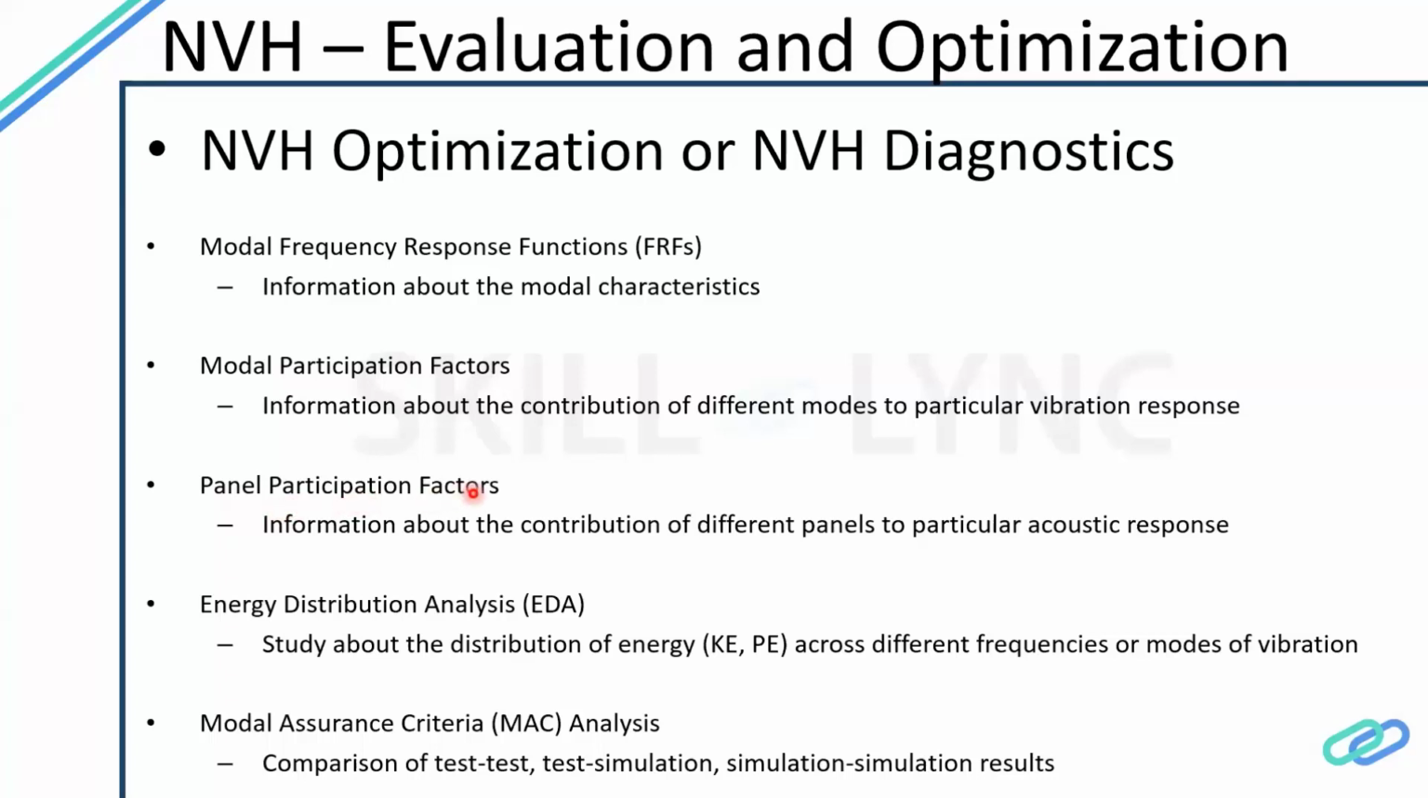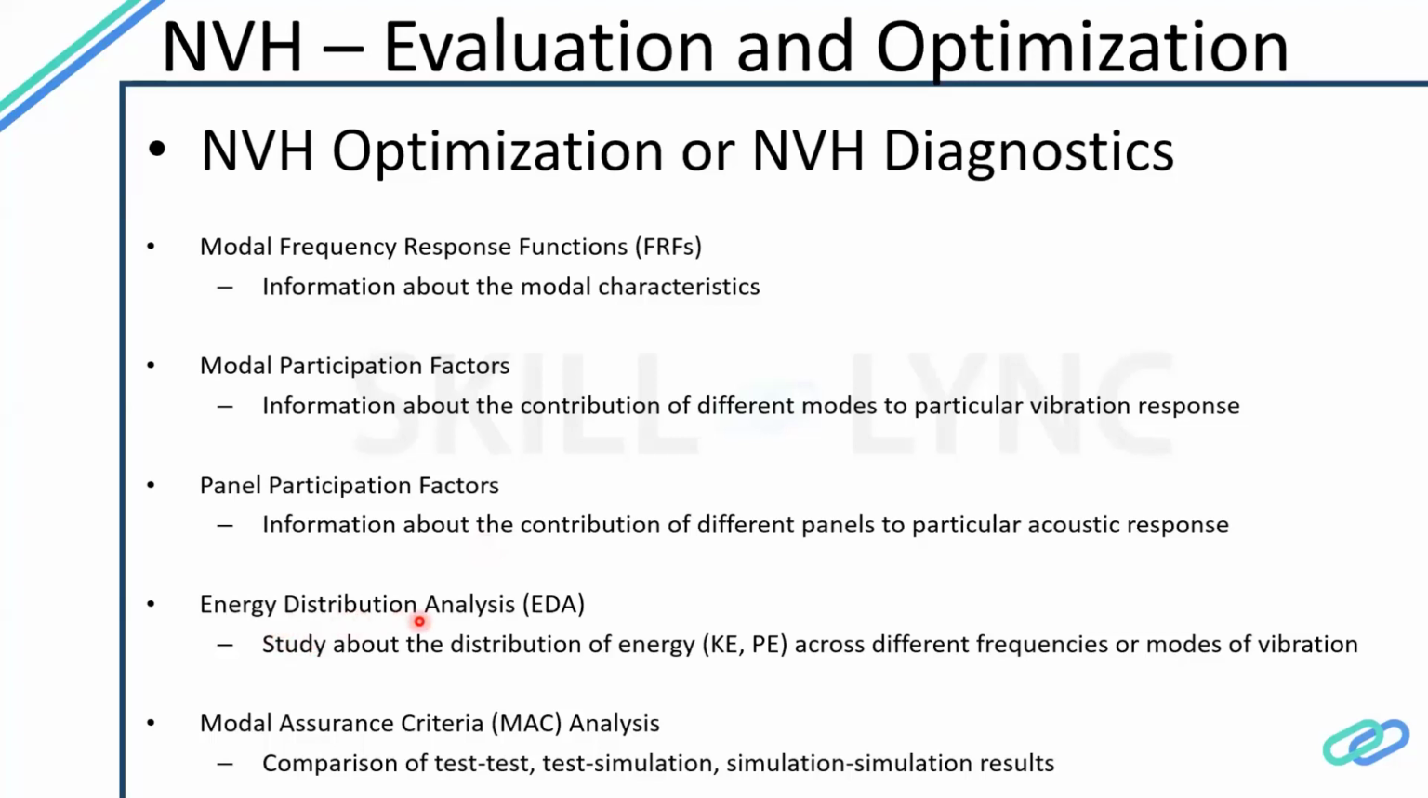Then we have the panel participation factors. Panel participation factors are mainly for vibroacoustics. For example, as a driver or passenger, you are sitting in the vehicle, and because of certain body in white panel, you are able to hear a lot of noise. Using these panel participation factors, we can identify which panel is contributing how much to a noise at a particular response location in your vehicle. Once you know this, we can modify this particular panel, say by adding some stiffeners, or by changing the thickness of the panel, or doing some kind of diagnostics. We can eradicate this noise.